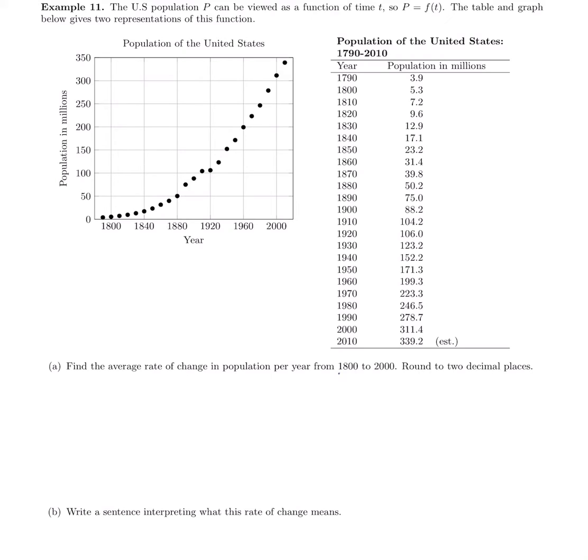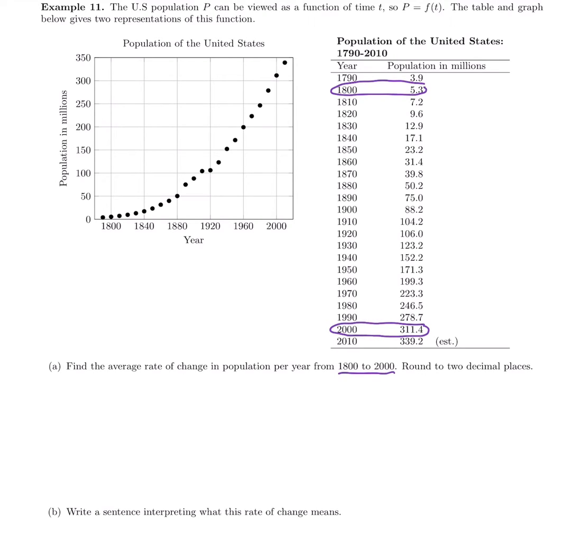And this part says from 1800 to 2000. So we're going to look at those 2 years. So 1800, the population was 5.3, and that stands for million people. And then 2000, the population was 311.4, and that's million people.